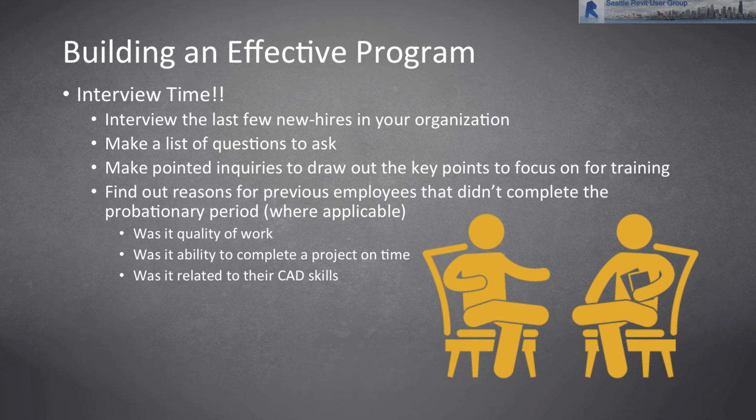And if you had someone who did not make a probationary period, talk to their manager. Find out what they didn't have that was necessary. Was it a personality conflict? Was it simple CAD skills? Revit skills in your cases? All of these things are important factors to understand when you're building a training program, is that if you don't understand the people you're hiring and you don't understand the industry that they're coming from or where they're going to, you're never going to create an effective program.